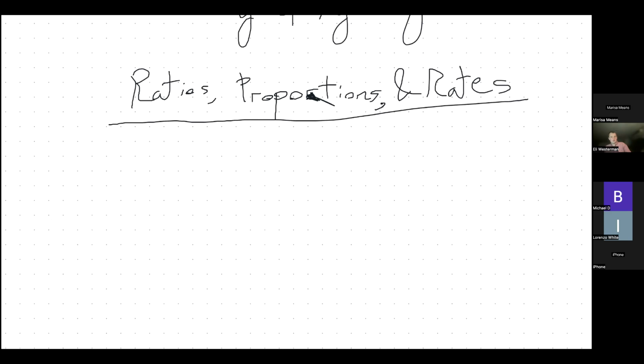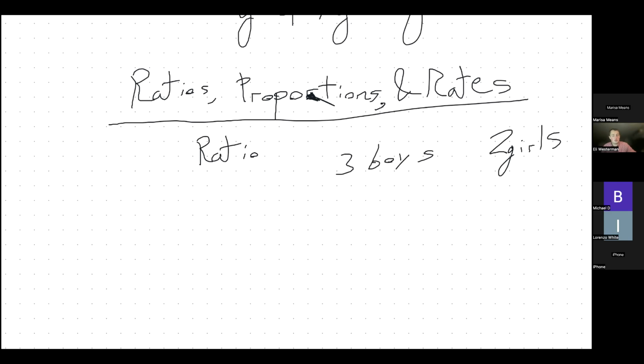What is a ratio? A ratio is a way of showing comparisons between two things. So a good example would be how many boys or girls were in a class. Say we had a class with 3 boys and 2 girls. We could say the ratio was 3 to 2.